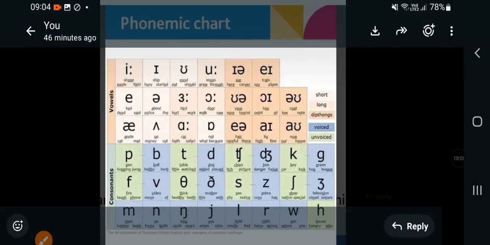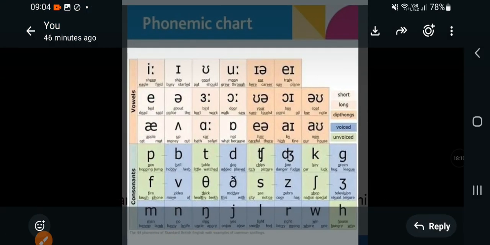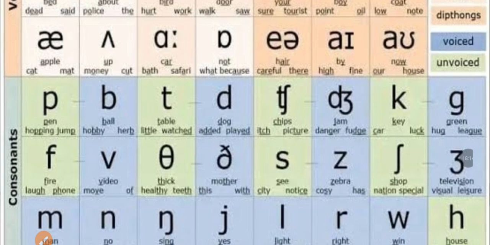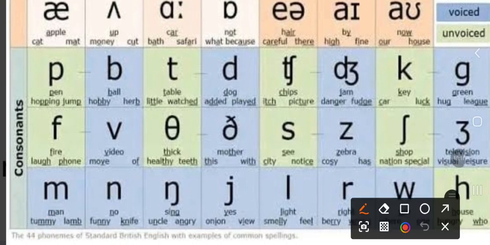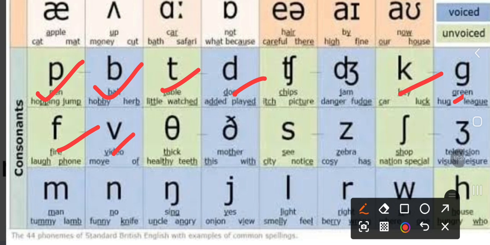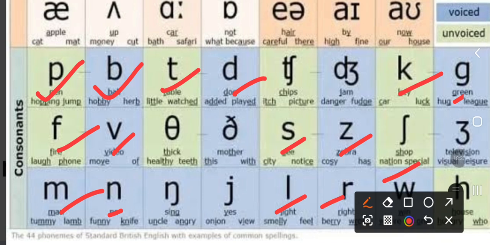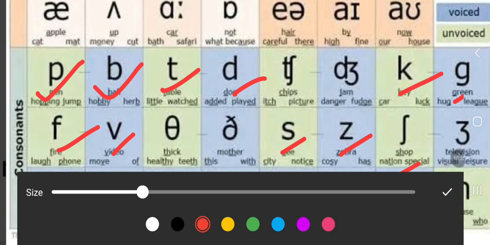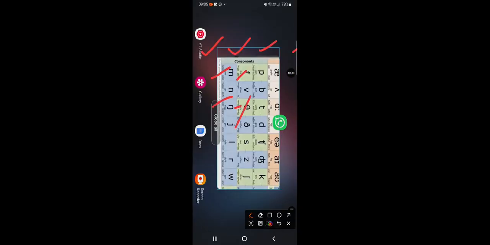Now you will be able to understand. I will show you what the accepted sounds are: B, P, T, D, K, G, F, V, S, Z, M, N, L, R, W, H. So what are the new sounds?